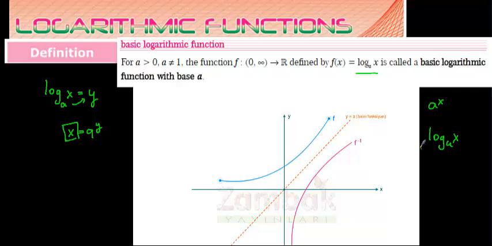And here, for the existence of the logarithmic function, we should be careful about some conditions. Firstly, a must be greater than 0, and a cannot be equal to 1. This is the second part. And the third part is that x must always be greater than 0.